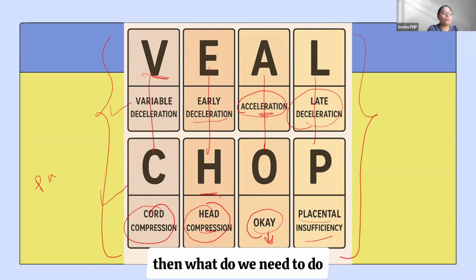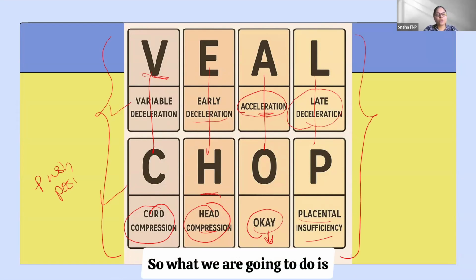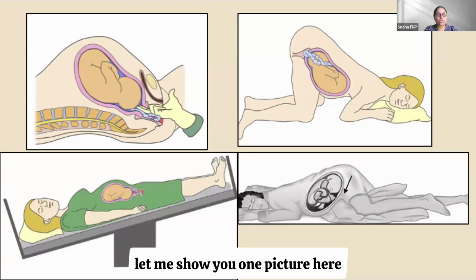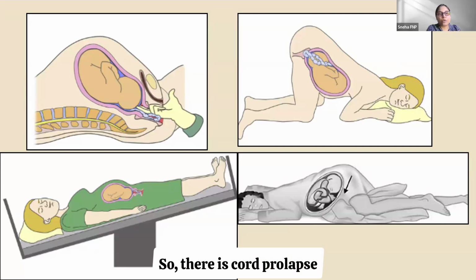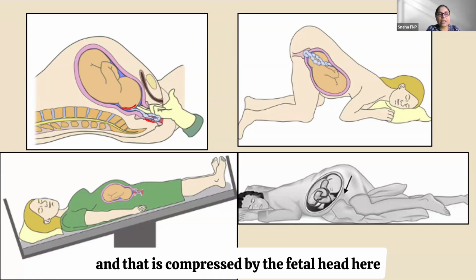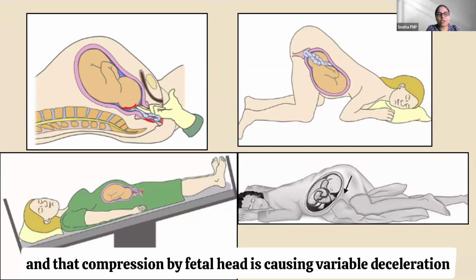So if variable deceleration is present, that is because of cord compression. Then what we need to do? Push position we need to do. Push position. So what we are going to do is, let me show you one picture here. So that is because of cord compression, right? So there is cord prolapse. You can see here the blue cord which is protruding out, and that is compressed by the fetal head here, and that compression by fetal head is causing variable deceleration.